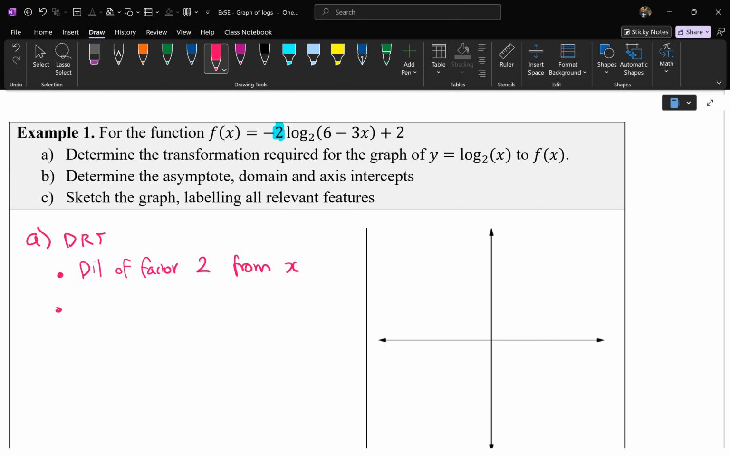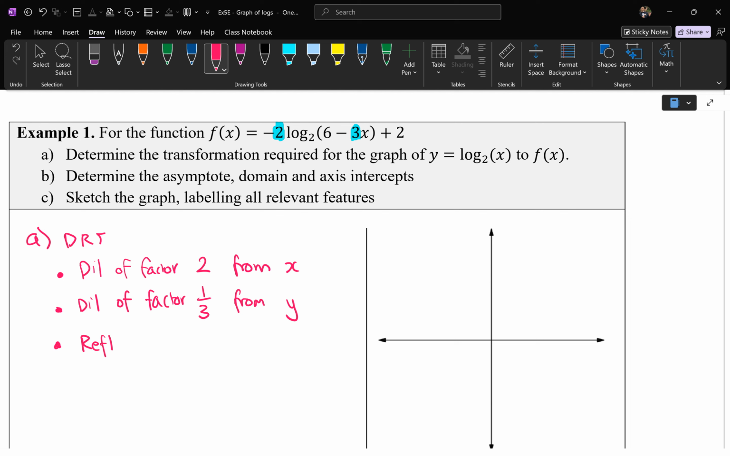Give me another dilation. Can I please have Ian? Beautiful. So that's 3 over here. That's 3 that's multiplied to the x there. That's a dilation factor as well. But remember, this is affecting the x. And it is the reciprocal, so it's actually dilation of factor 1 over 3 from the y, because you're affecting the x value, so it's moving away from the y-axis. Very good.